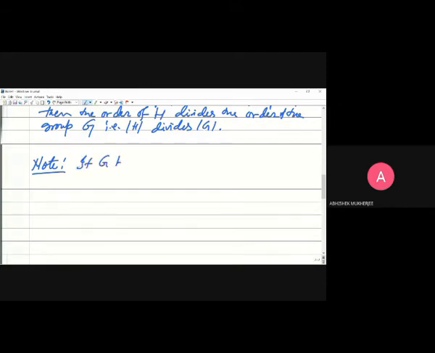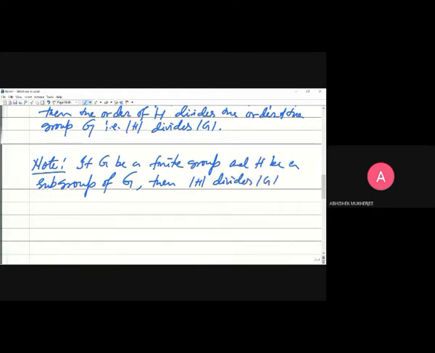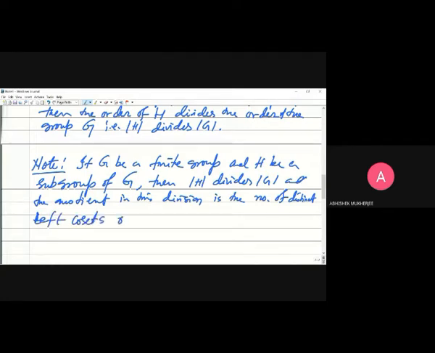So if G is a finite group and H is a subgroup of G, then the order of H divides the order of G, and the quotient in this division is the number of distinct left cosets of H in G. Okay, the number of distinct left cosets of H in G.